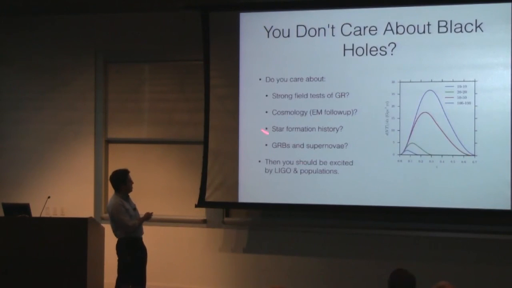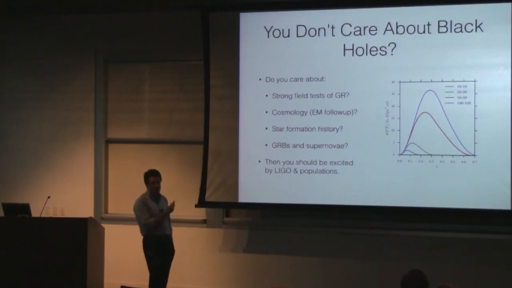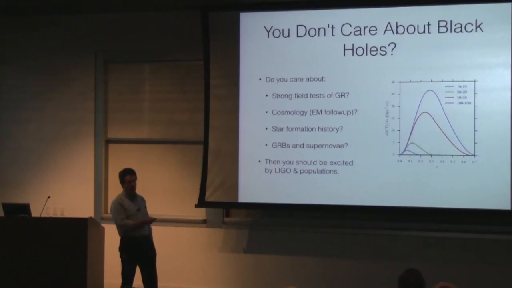Okay, so if you care about star formation history, if you care about GRBs and supernova, well, this could be neutron star mergers. You see a bunch of those. We'll nail down the time delay distribution between formation and merger. Maybe there isn't a connection between GRBs and supernova. Maybe there is.